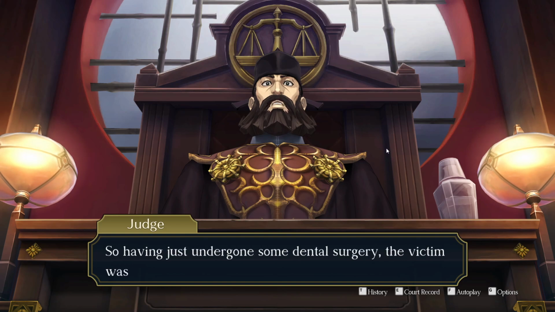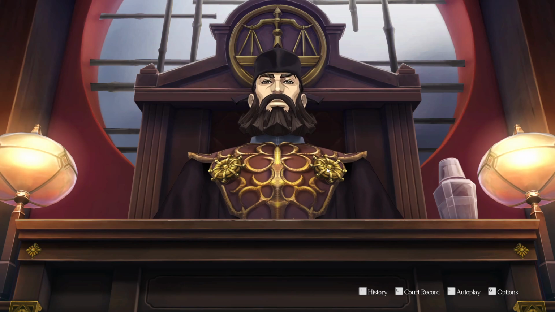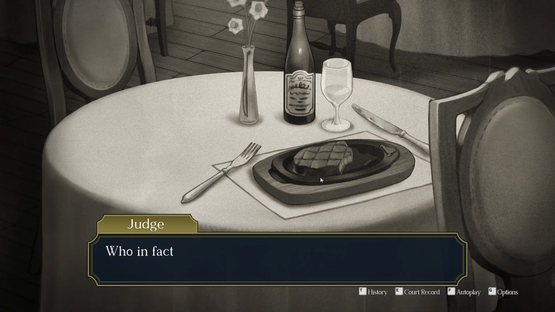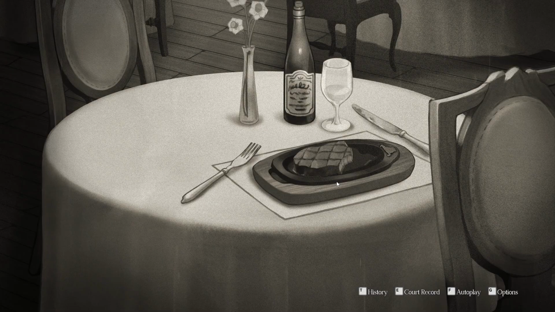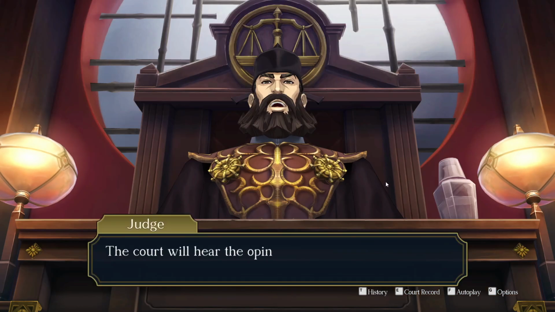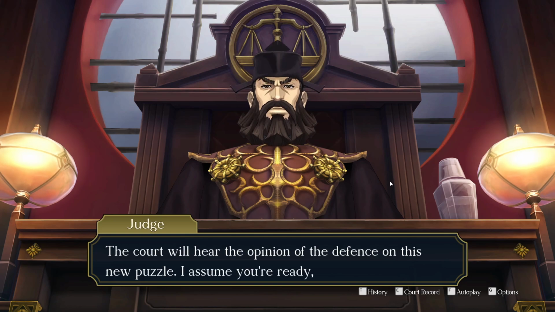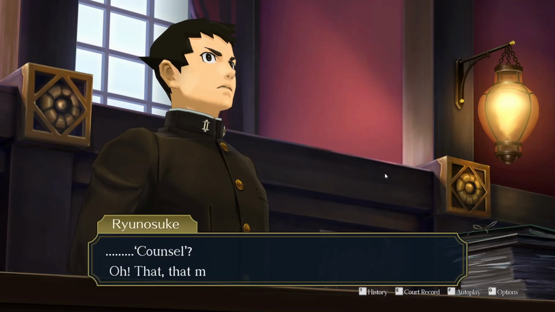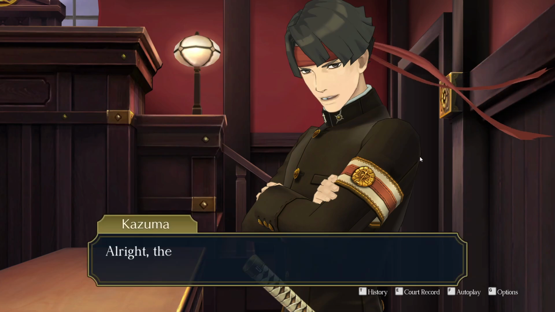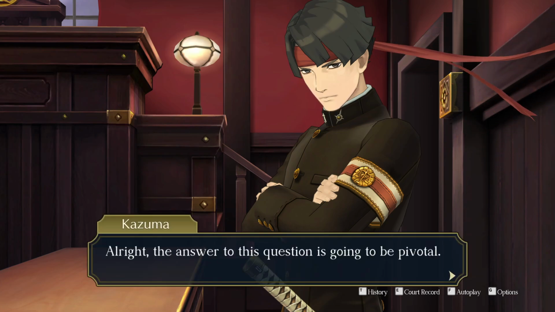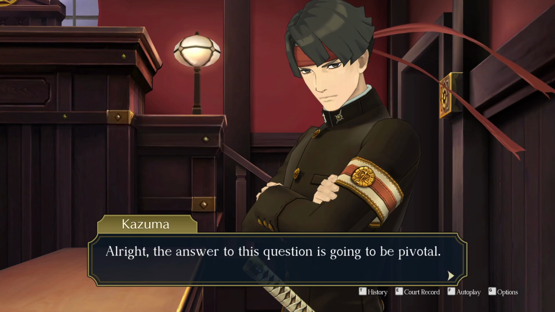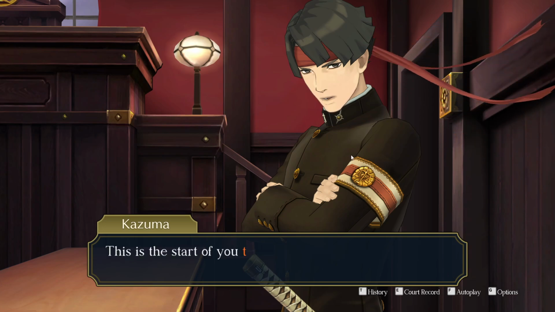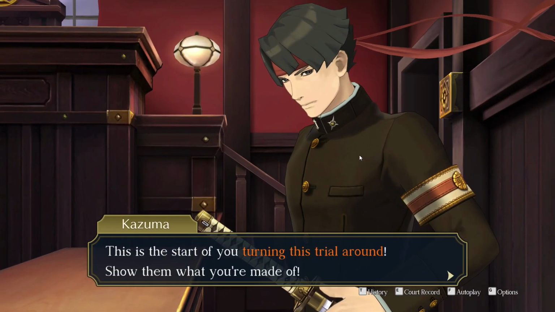So having just undergone some dental surgery, the victim was unable to eat, which leaves one very crucial conundrum. Who, in fact, was eating the pictured beefsteak? The court will hear the opinion of the defense on this new puzzle. I assume you're ready, counsel. Counsel? Oh, that means me, doesn't it? Alright. The answer to this is going to be pivotal. This is the start of your turning this trial around. Show them what you're made of.